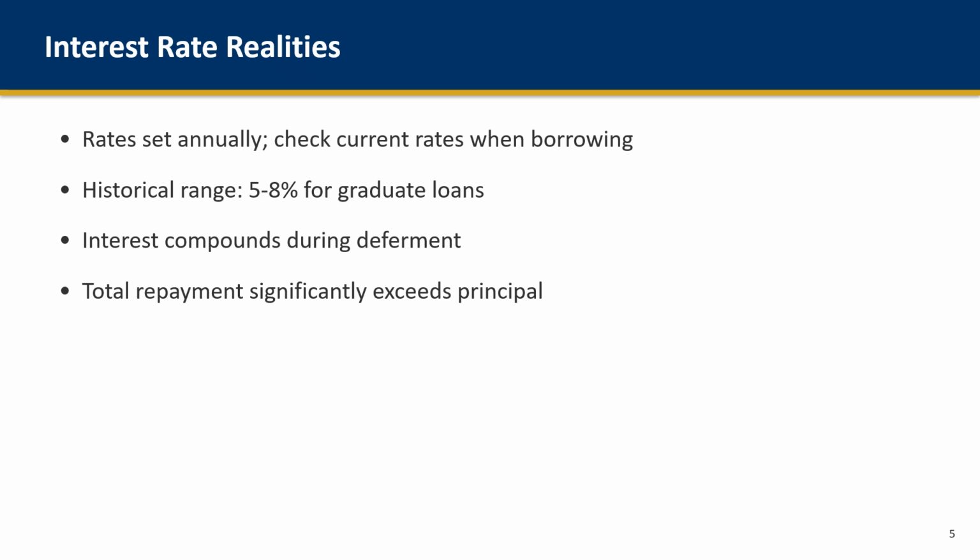Interest compounds during deferment if you don't make payments while in school. Unpaid interest gets capitalized into your principal balance at repayment, meaning you then pay interest on your accumulated interest. This significantly increases total costs. Total repayment substantially exceeds the amount you borrow. On a standard 10-year repayment plan, you might repay 30% or more above your principal in interest charges. On extended or income-driven plans, total interest paid can equal or exceed the original principal. Understand the true cost, not just the borrowed amount.